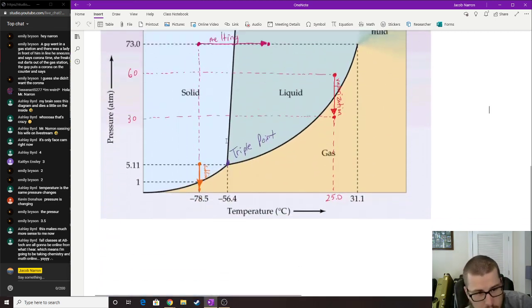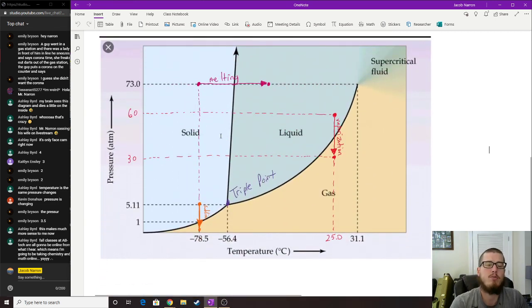So we're going from gas to liquid. So I got to find somewhere on this graph where I can start as a gas and I can end as a liquid. Now here's the thing. We have already done vaporization.